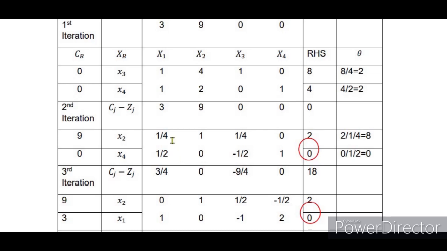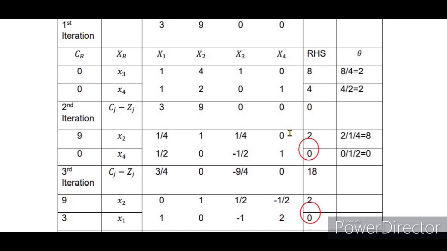Okay, so in the first column under x sub 1, we multiply 1/4 with 2. So 1/4 times 2 is 1/2. So the previous value is 1. Okay, 1 minus 1/2 is 1/2. Okay, so let's move on to the x sub 3 column. 1/4 times 2 is 1/2. Okay, so the previous value is 0. So 0 minus 1/2 is negative 1/2.